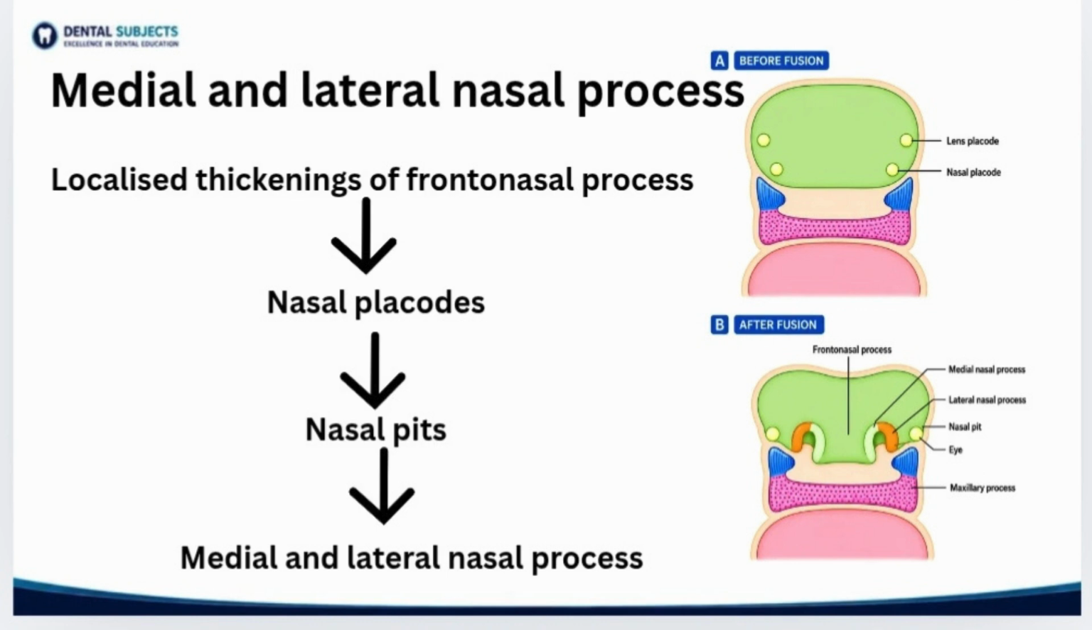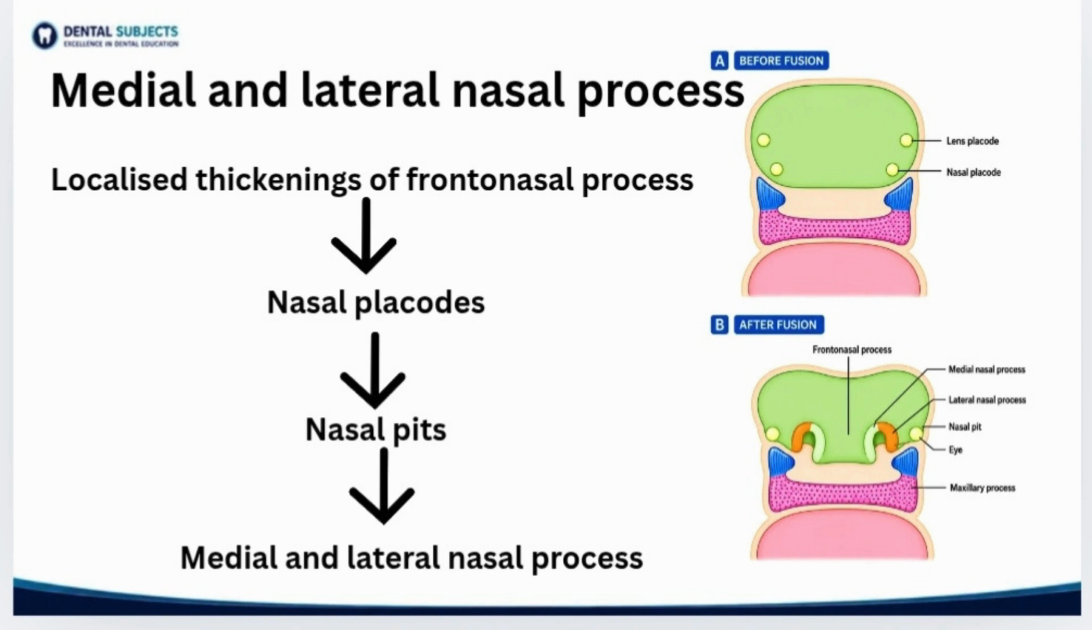Next, during the fifth week of intrauterine life, see the diagram, the greenish area is the frontonasal process, right? The frontonasal process shows four localized thickenings. Two are lens placodes and the other two are the nasal placodes. These nasal placodes develop into the nasal pits. See the curved structure in the second diagram. They are known as the nasal pits.